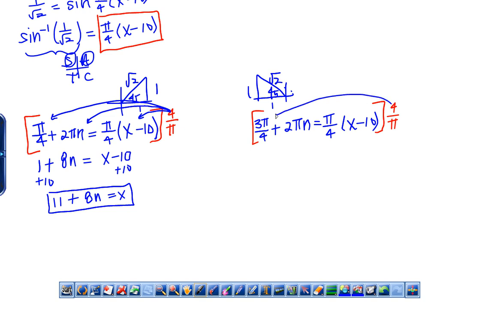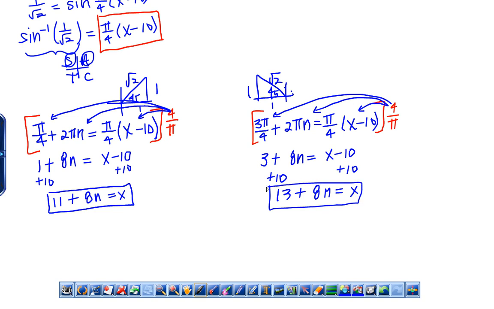Multiply 4 over pi to this 3 pi over 4. That gives me 3. 4 over pi times 2 pi n gives me an 8n again. Times this right side gives me x minus 10. Add 10 to both sides. That gives me 13 plus 8n equals x. That's my second general solution. Here's your general solutions to find your b values.